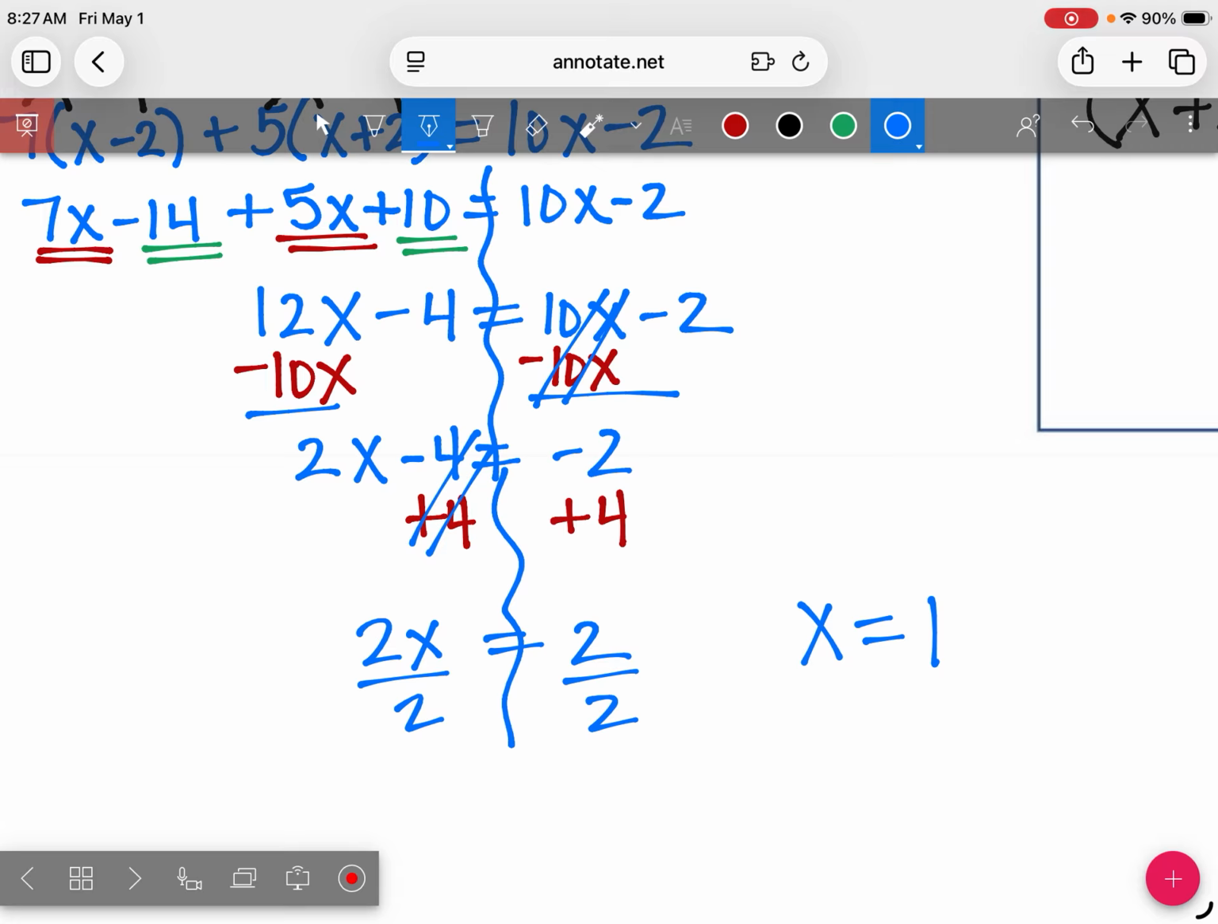Check it in your LCD. Got to make sure we can use it. Can I use it? Yes or no? Who says yes? Who says no?